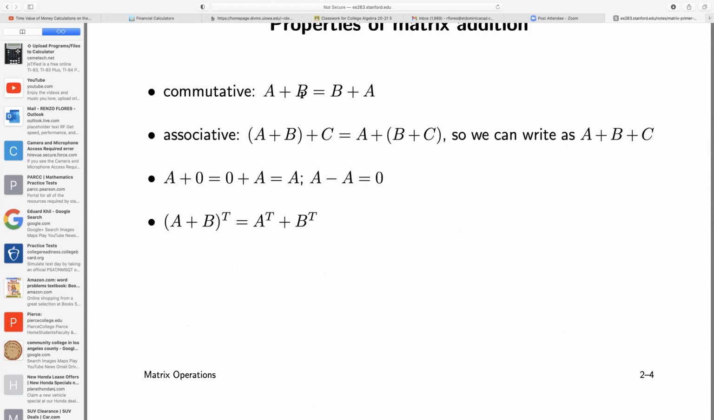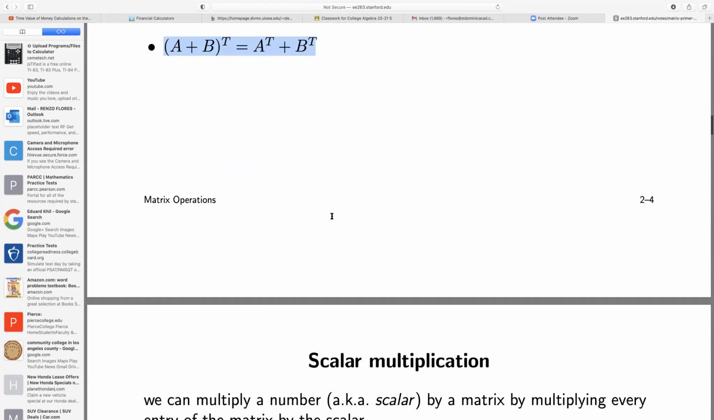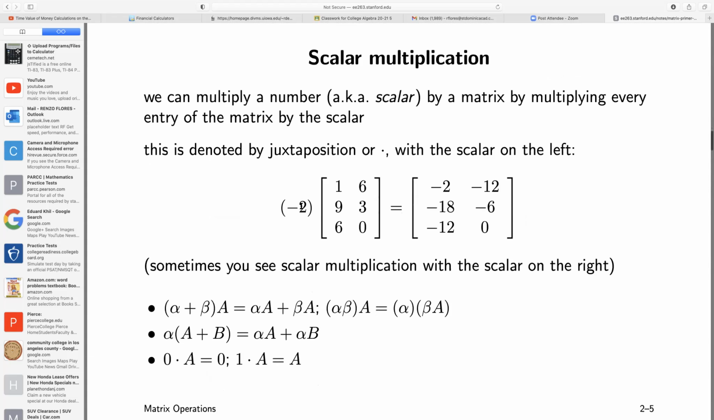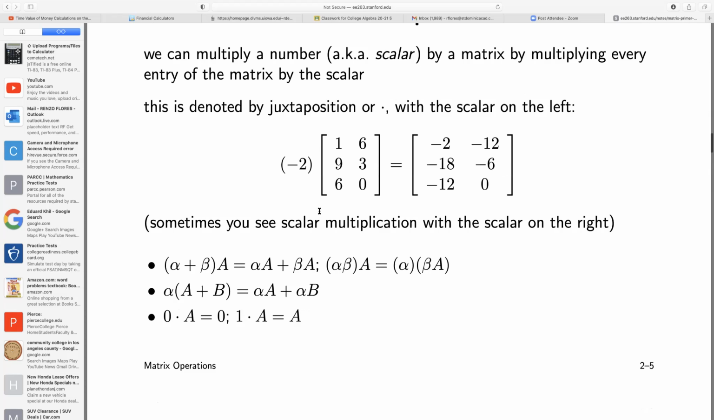Commutative property: A plus B is the same as B plus A. Associative property is the same. A plus 0 is 0 plus A. This is the property that I mentioned many times, so you need to practice this, right? (A plus B) transpose is A transpose plus B transpose. Scalar multiplication, right? So this number, -2, multiplies each element in the matrix.